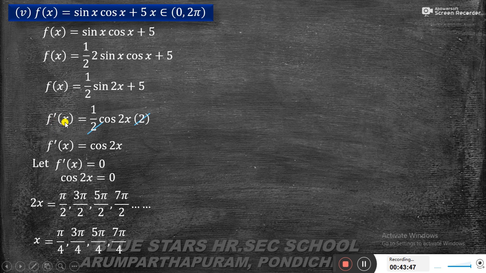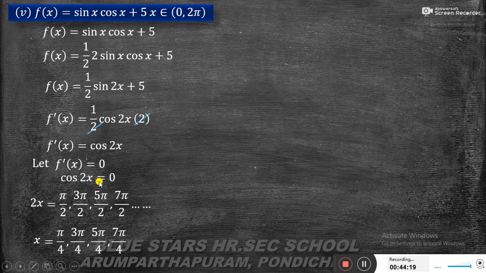So f dash of x equal to 1 by 2, and I differentiate sin 2x. Differentiation of sin 2x is cos 2x, and differentiation of 2x is 2. Plus the differentiation of a constant is 0. So 1 by 2 cos 2x into 2, the 2's cancel, so f dash of x equal to cos 2x. Next, I take f dash of x equal to 0, which means cos 2x equal to 0.